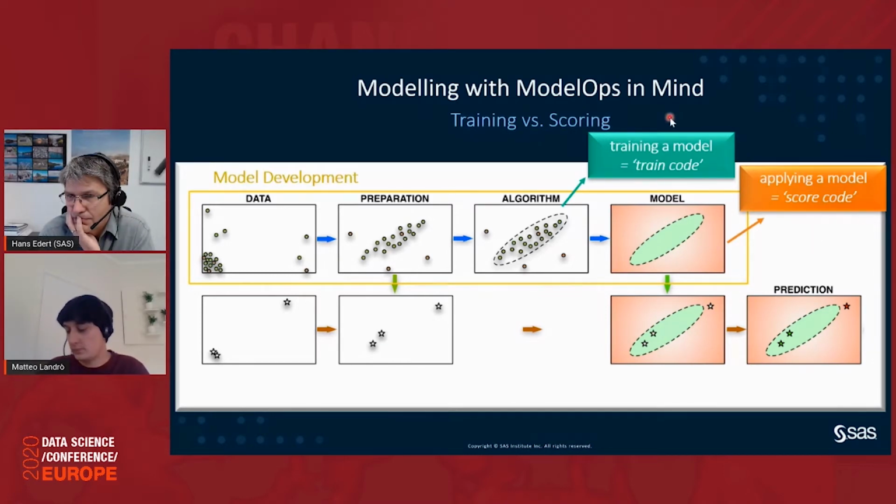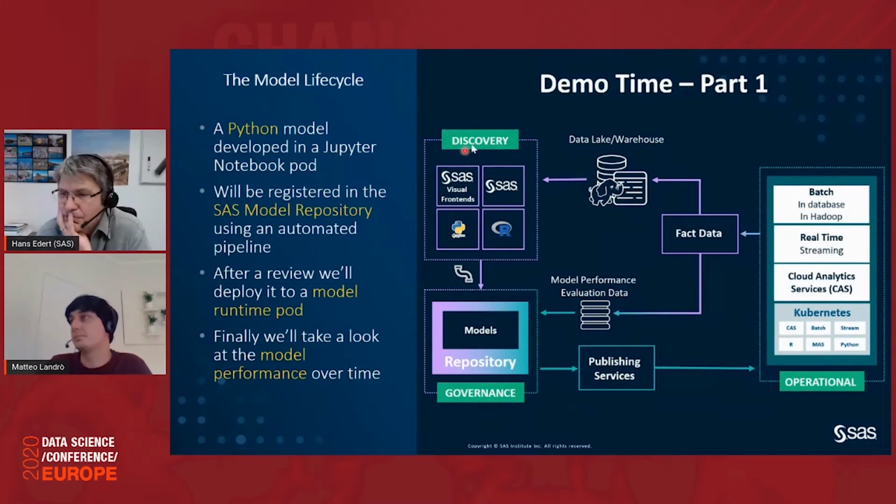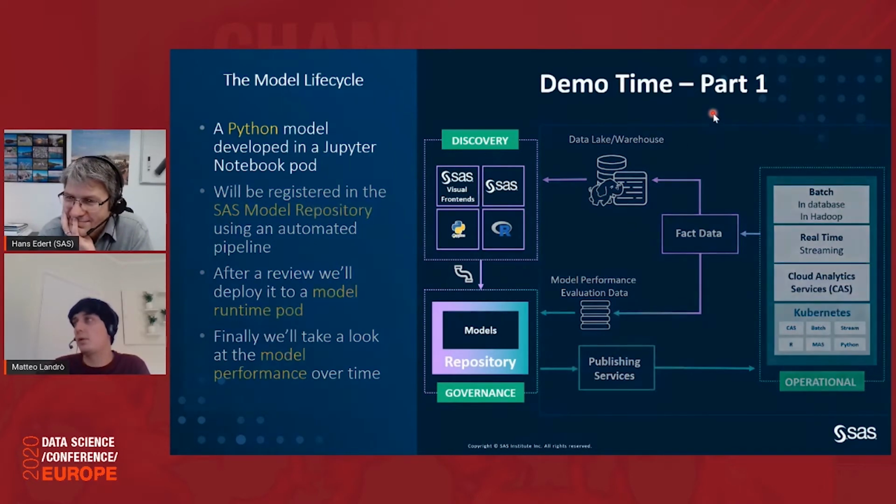Okay. That said, let's move to our first part of the demo. This is what we're going to show you today, to end up with the nice interface that we saw at the beginning with Hans. What we will do in the demo will be to train a model in Python using a Jupyter Notebook pod. Then we will register the model into our model repository. And then we will publish this model into a container. So this is the entire demo. Right now, we will focus on the first part.